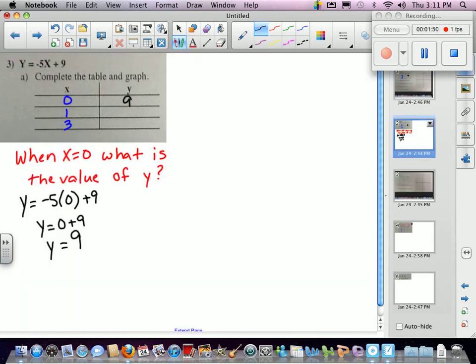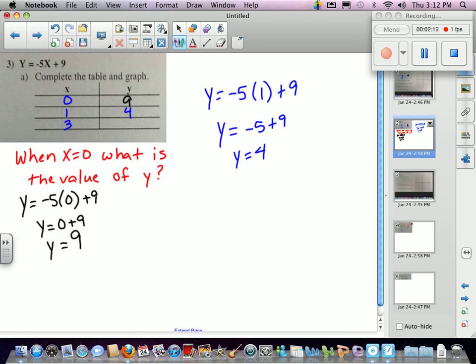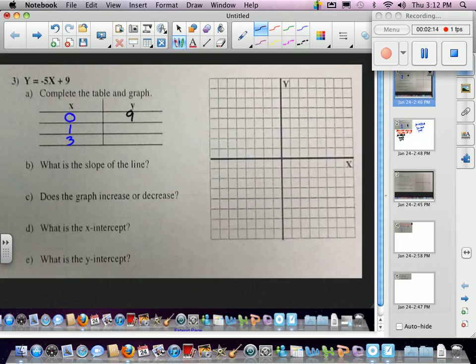All right. Second one that we're going to do, we're going to look at what it is when x is equal to 1. So I'm going to go through the same steps. y is equal to negative 5 times 1 plus 9. Negative 5 times 1 is negative 5. That gives me positive 4. All right, so I'm going to put a 4 in there. And again, I'm going to go back and fill it in on the chart, 1, 4, on the table.